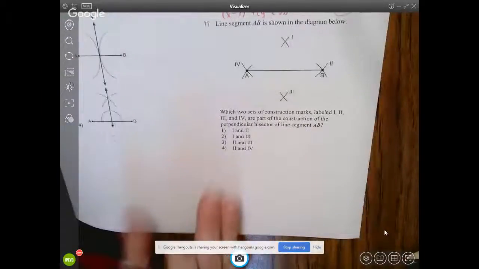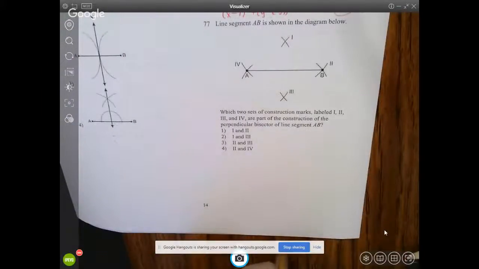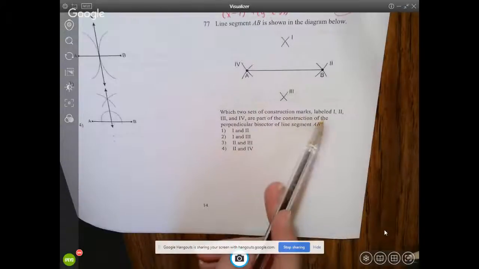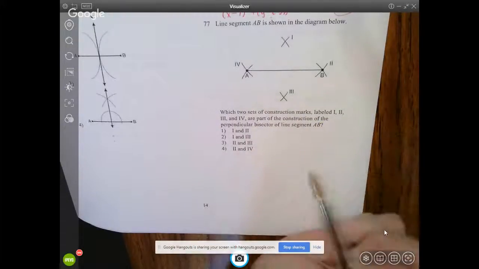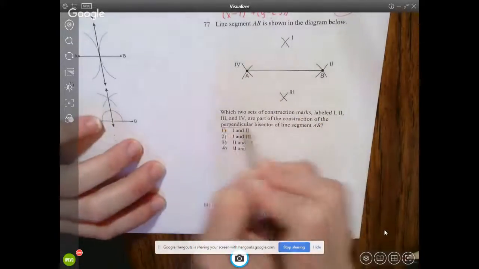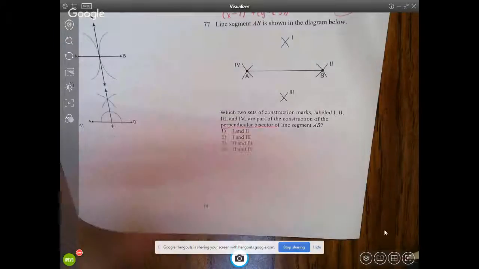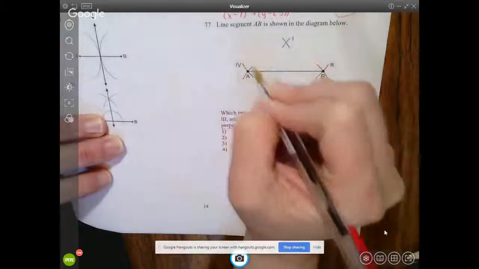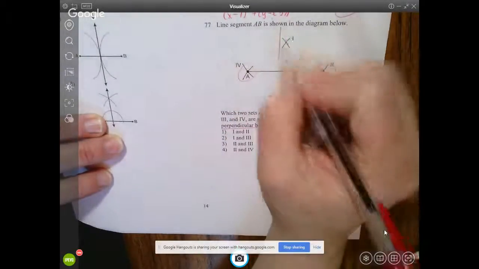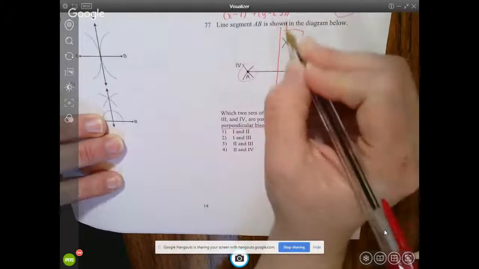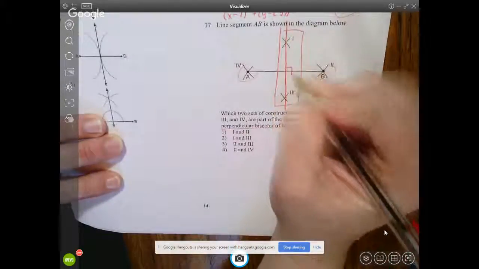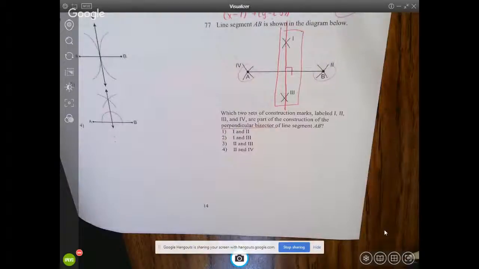Line segment AB is shown in the diagram below. Which 2 sets of construction marks labeled 1, 2, 3, and 4 represent a perpendicular bisector? Ooh, who's got this one? It's 4. It's 1 and 3. That's 4, they fall on the line. They bisect on the line. But we would connect this to make the bisector. So it's 1 and 3.